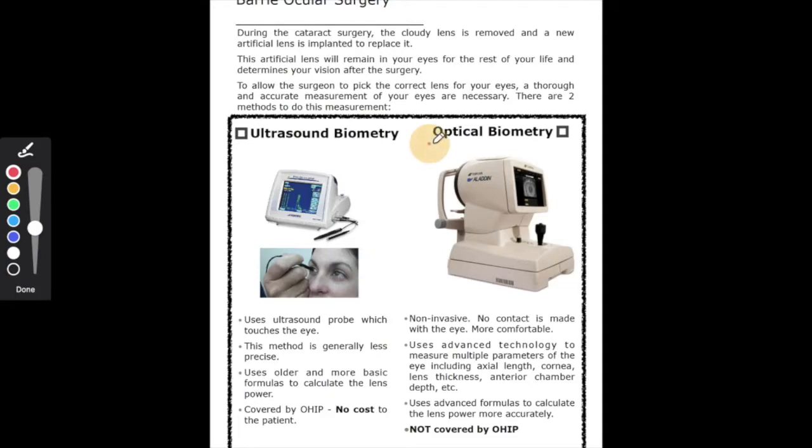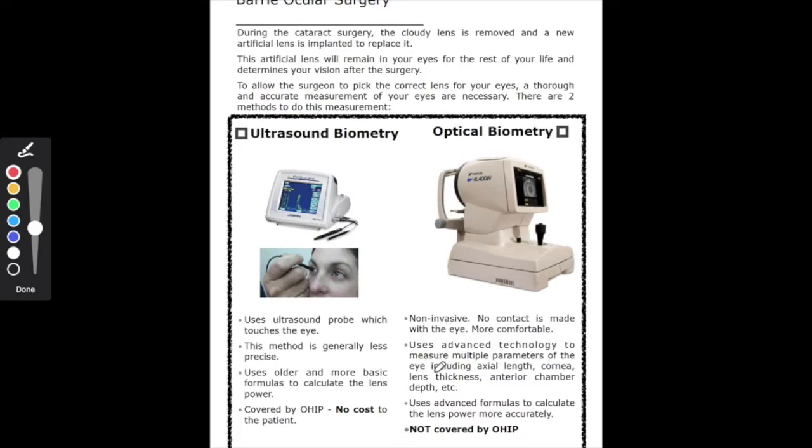Now, the technology on your right is optical biometry. This is the most modern way of measuring your eye, which allows the most precise calculation of the lens for your eyes. Almost most people in first world countries, even some developing countries, use this technology now because it has proven records. It's non-invasive. There's no contact made with the eye. It's more comfortable for the patient.